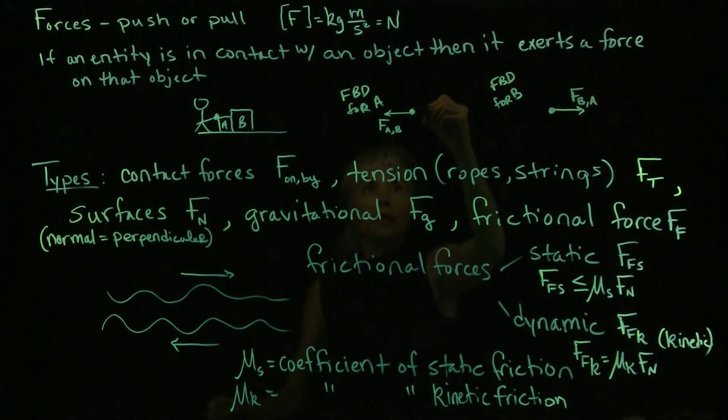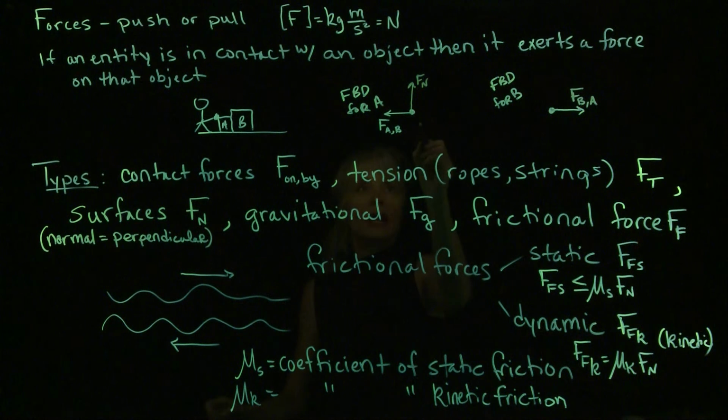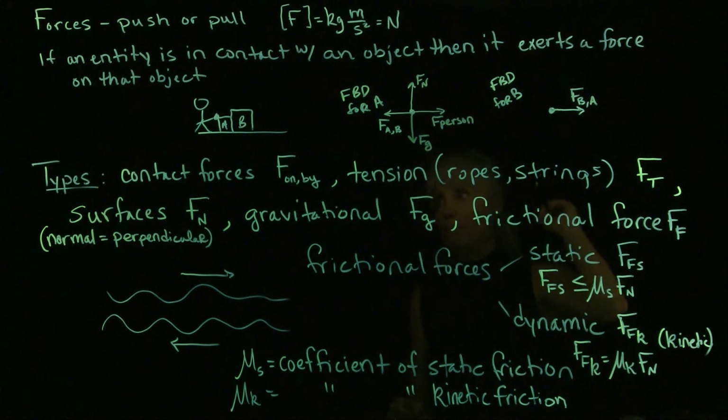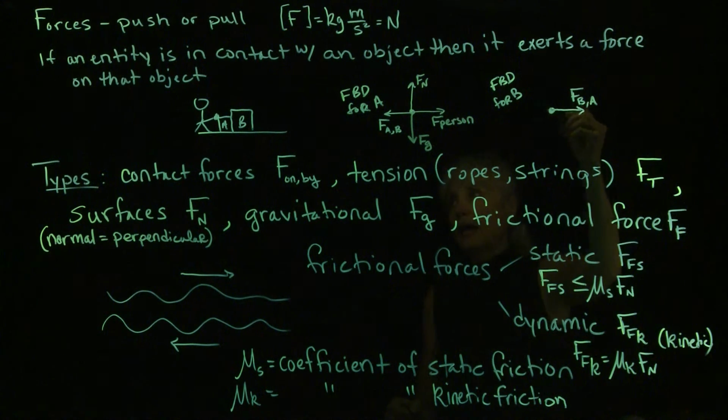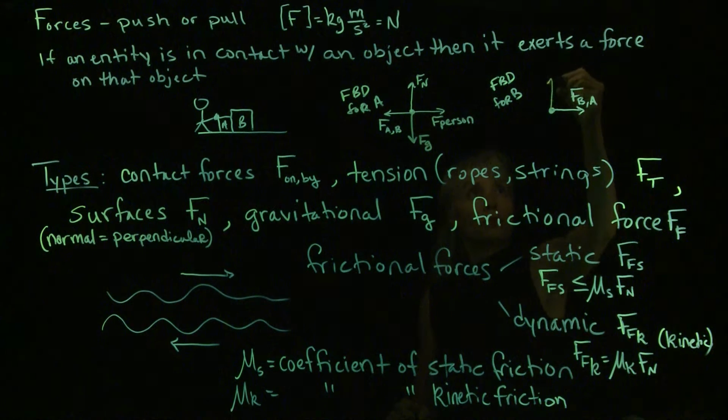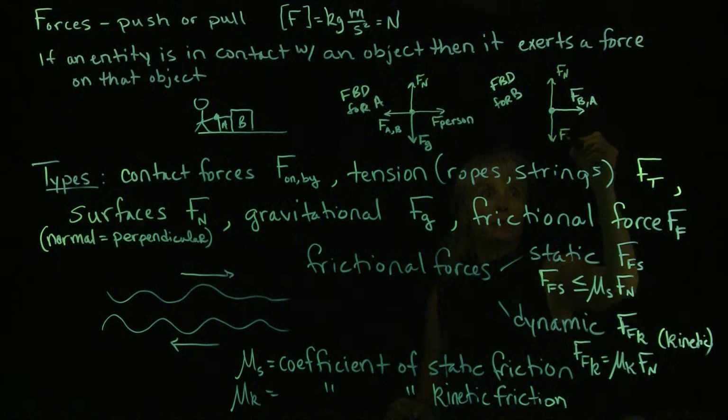Specifically on A, we're going to have a normal force being exerted by the surface. We're going to have the person's force that is pushing on it. And then we're going to have the force of Earth's gravity. On B's free body diagram, we're going to have the force exerted on B by A. We're going to have the normal force being exerted by the surface upward. We're going to have the force of gravity being exerted by the Earth downward.